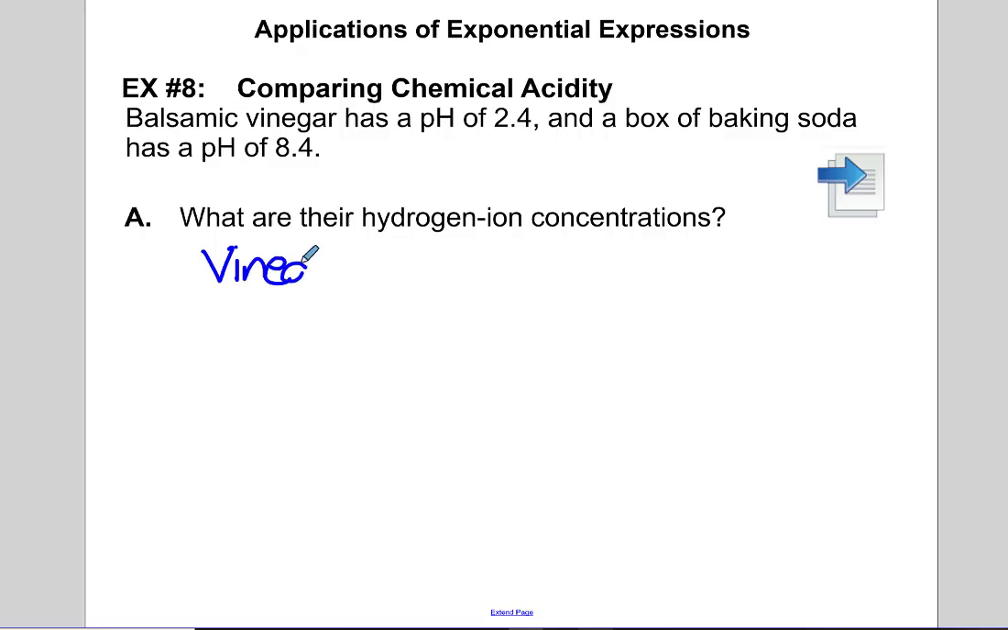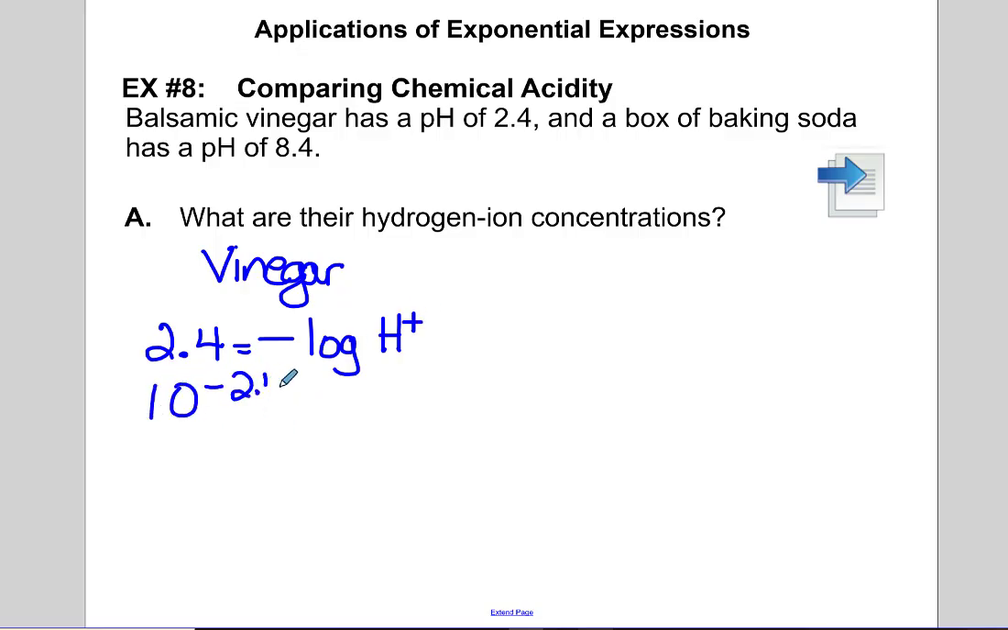So vinegar is 2.4, that is the negative log of the hydrogen ion concentration, and 10 to the negative 2.4 is H plus. So the base is 10, 10 to the 2.4. We divided out the negative first. So 10 to the 2.4 on our calculator. Let's go look at that.